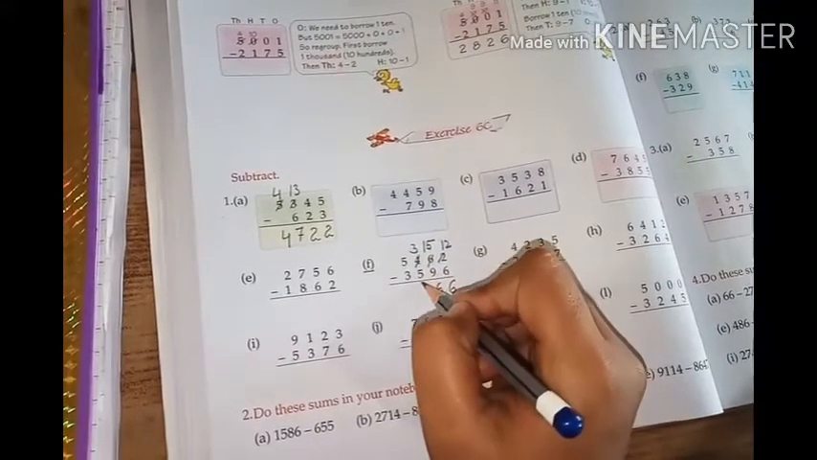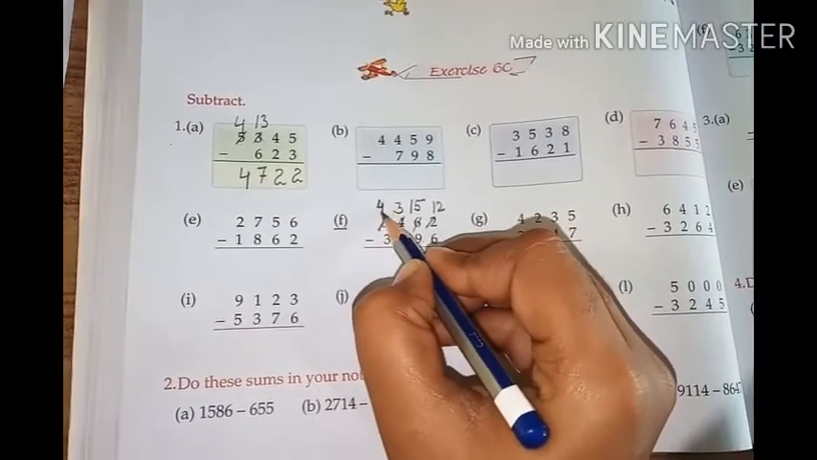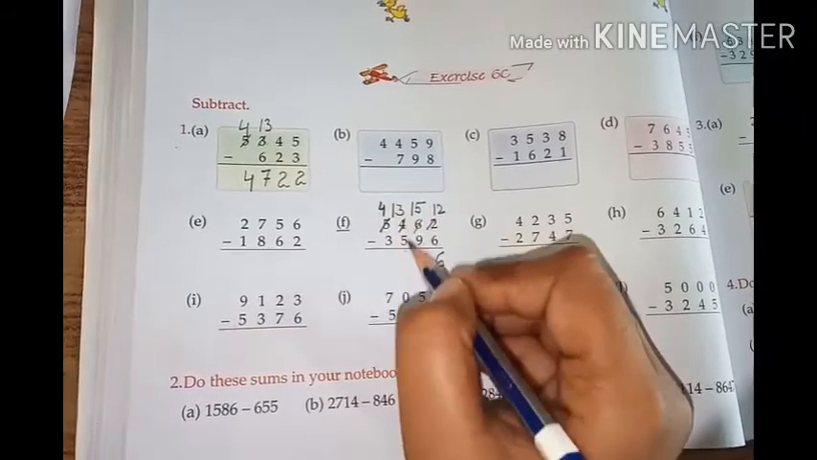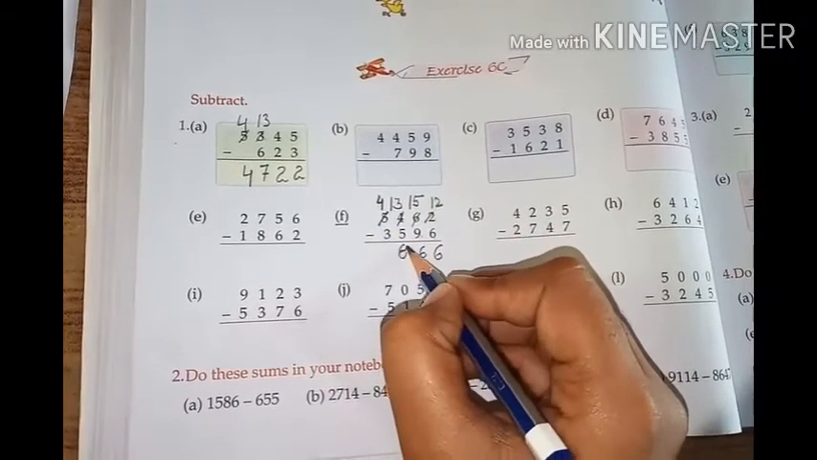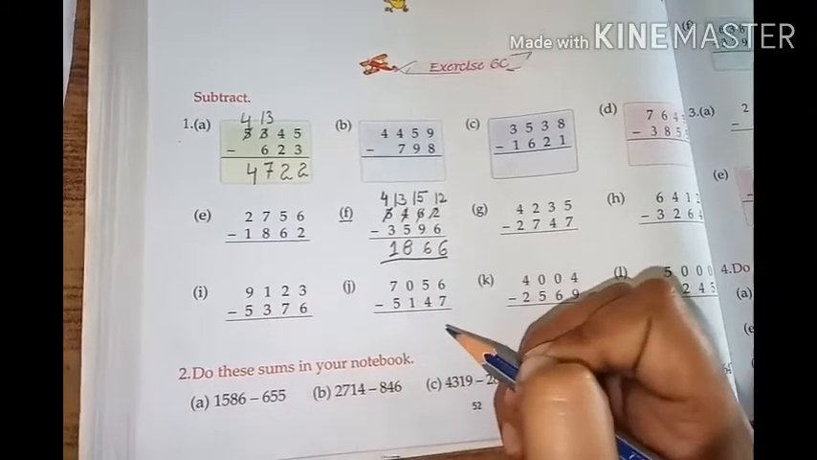Now 3 again, you cannot subtract 3 with 5. So what you will do? You will take 1 from 5. 5 will become 4 and 3 will become 13. 13 minus 5 is 8. 4 minus 3 will be 1. So this will be your answer.